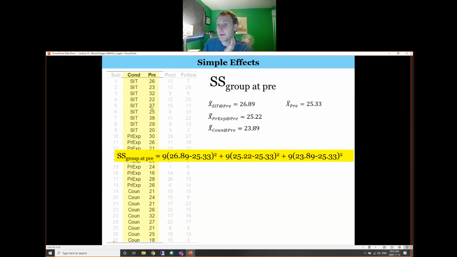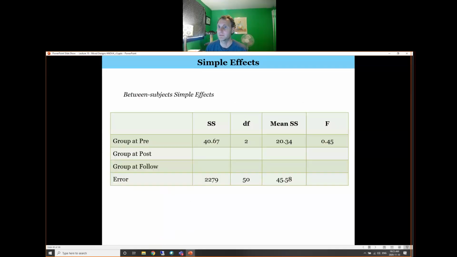So I can compute my squared deviations of each group mean from that marginal mean. So 26.89 minus 25.33 squared times lowercase n, the number of people in each group, the number of people that made this mean of 26.89. I add that to my next deviation, 25.22 from the grand mean, or marginal mean, excuse me, and 23.89 from the marginal mean. And I get my sums of squares group at pre is 40.67, and I can pop that into my table.